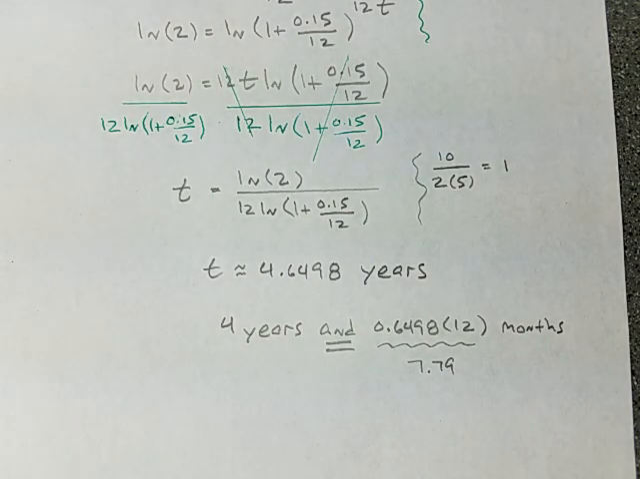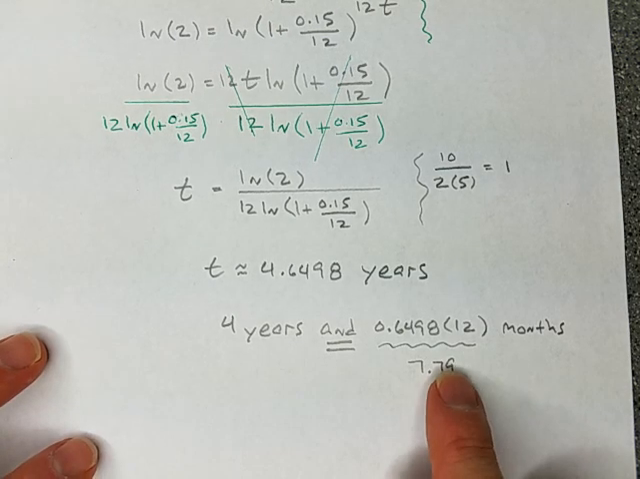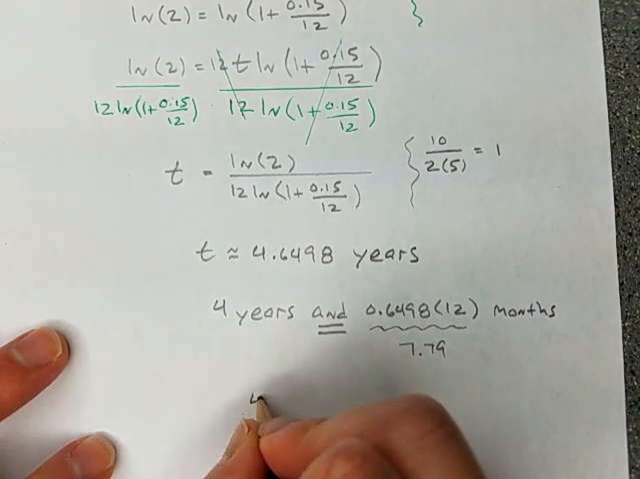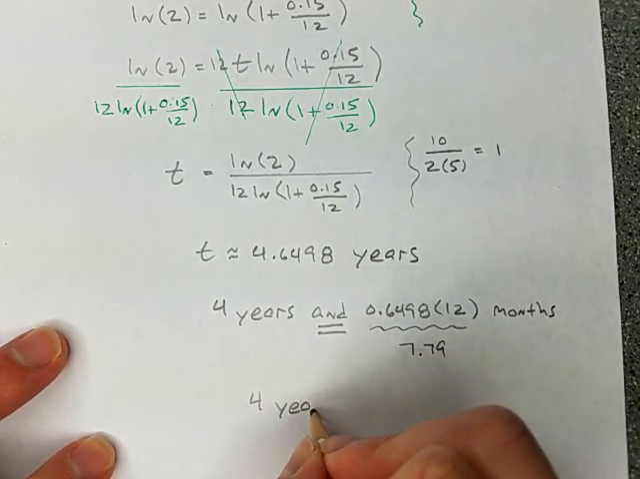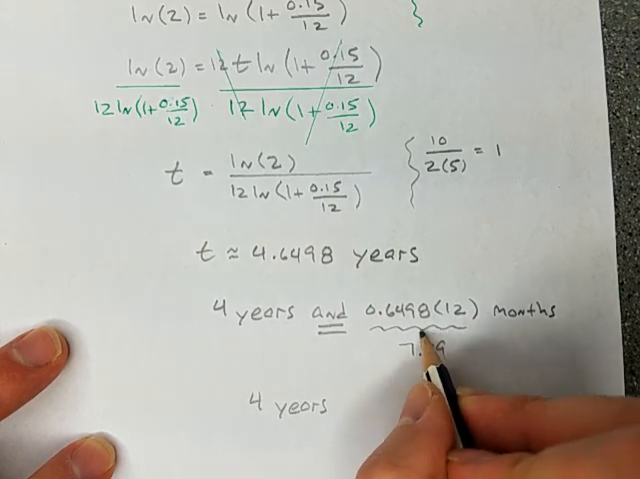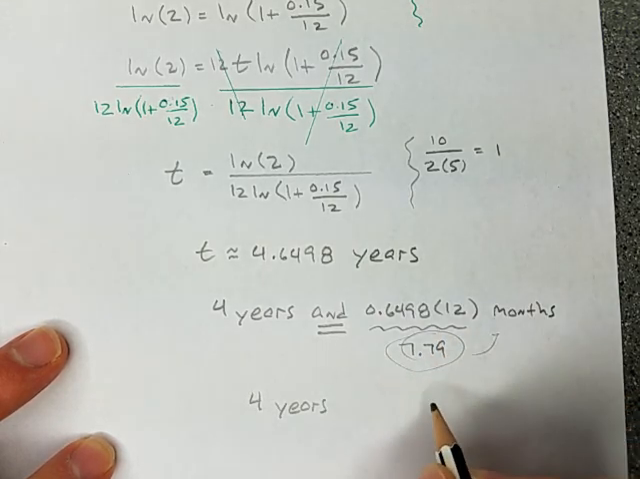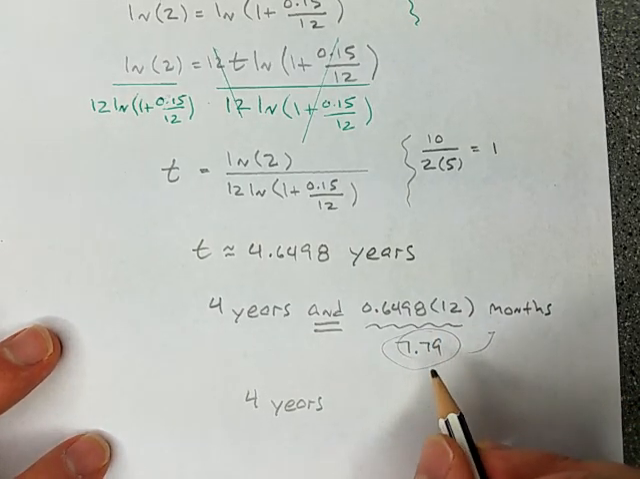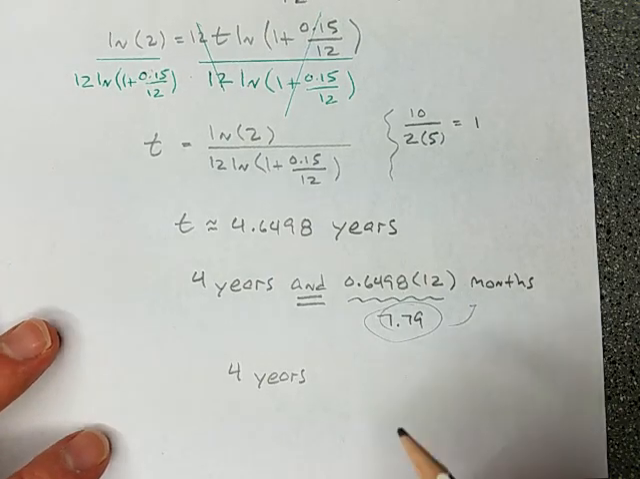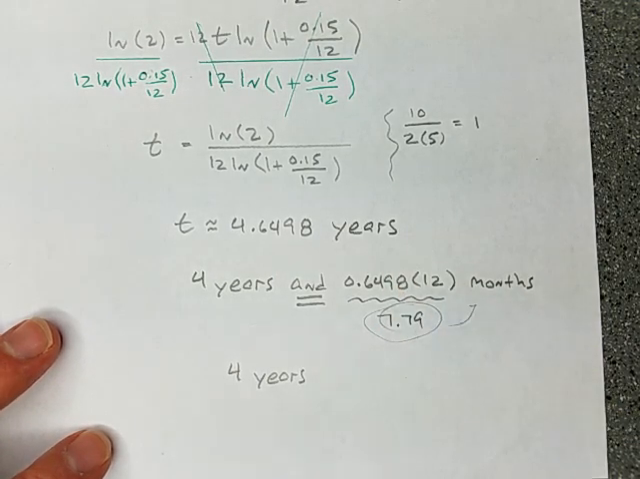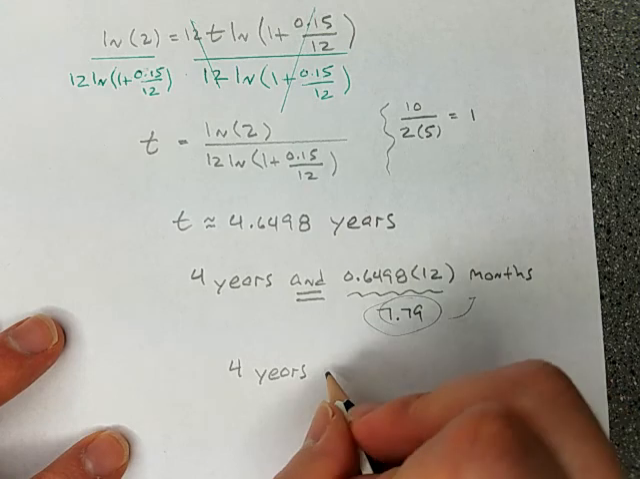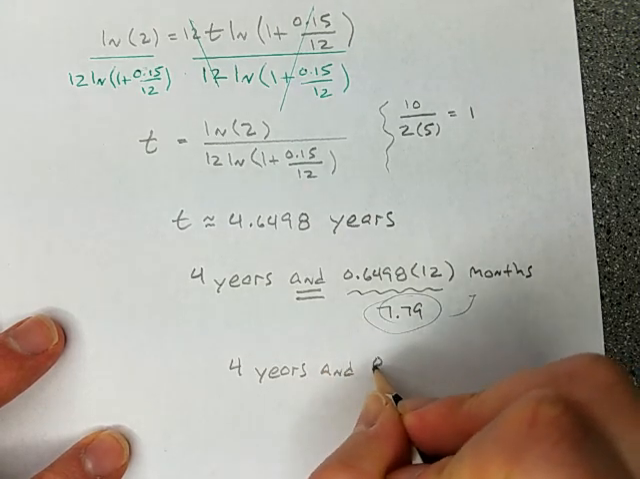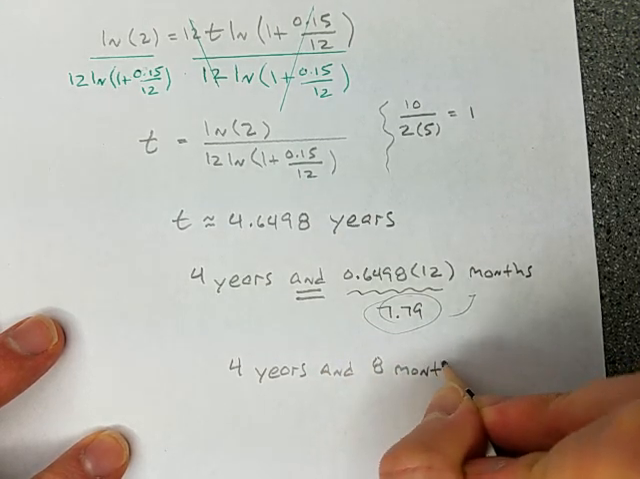Now, in this question, I'm going to check real quick. I'm looking at it. It says round up to the nearest month. All right, so my final answer will be 4 years. And technically it's this 7.79 months, but it says round up to the nearest month. And we'll just have to do what the instructions say. So 7.79 months rounds up to 8 months. 4 years and 8 months.